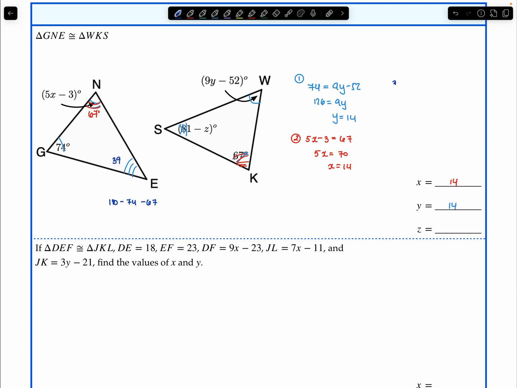And so now for step 3, we have that 81 minus Z is equal to 39. I'll do this one full out. We haven't actually seen something like this all year, I don't think. This is negative Z equals negative 42. And so when we divide by the negative 1 right there, Z is equal to positive 42.